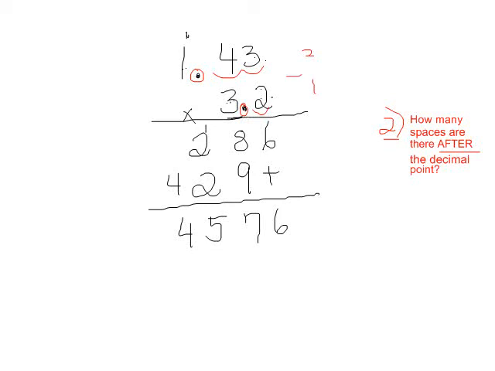So I'm going to go ahead and add these up. My answer then should have 2 plus 1, 3 spaces after the decimal point. So that's where my decimal point goes. The answer then to 3.2 times 1.43 is 4.576.